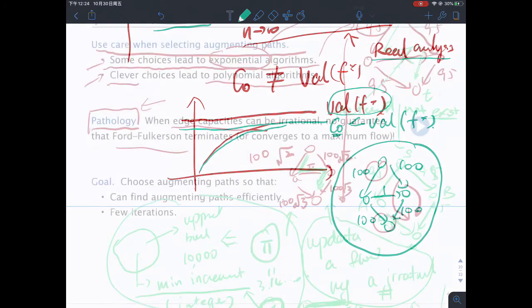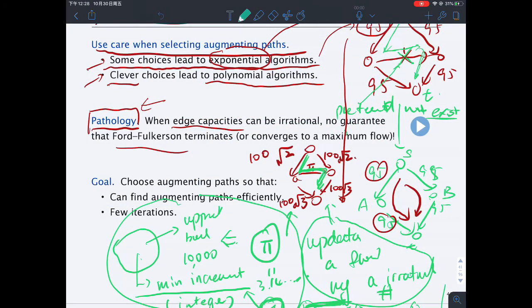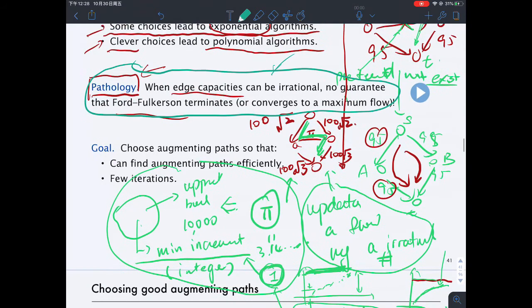Let me just switch back to this. There was a detour talking about this particular statement. It's innocently simple: when edge capacities can be irrational, there's no guarantee that Ford-Fulkerson terminates or converges to a maximum value flow. The statement itself could be innocently simple, but when we unfold the meaning, we have to spend a few minutes talking about that.